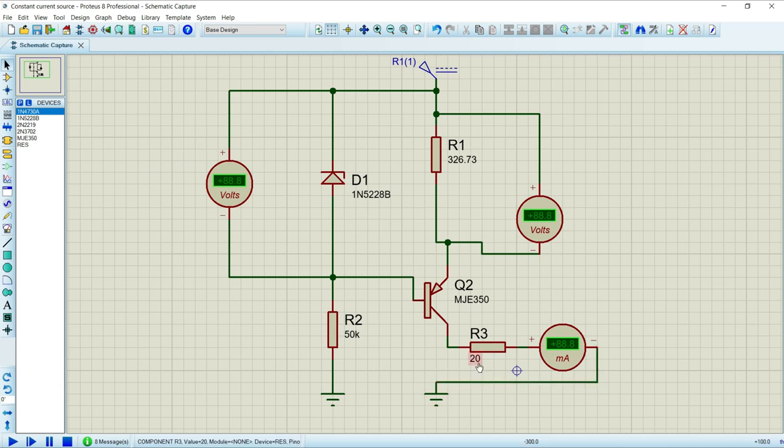Firstly, the load value is set to 20 ohms. And now we will see the results. So here we can see the current is 10.5 milliamperes and we have fixed the voltage across R1 at 3.44. So now we will change the load value and see again what happens.